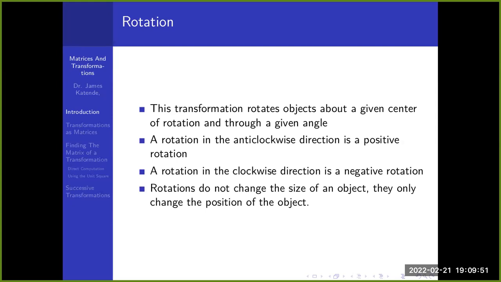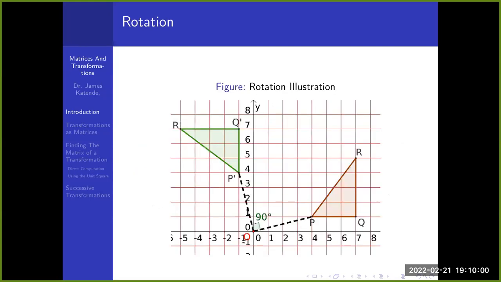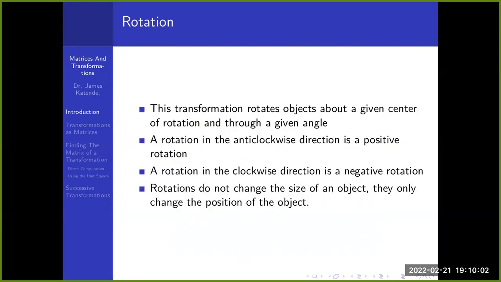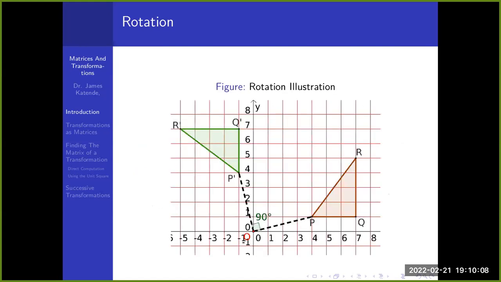So rotations are some kind of rigid motions. They do not change the size of the object. They only change the position. So the object is exactly the same size as it was. The image and the object are actually congruent. They're the same size.